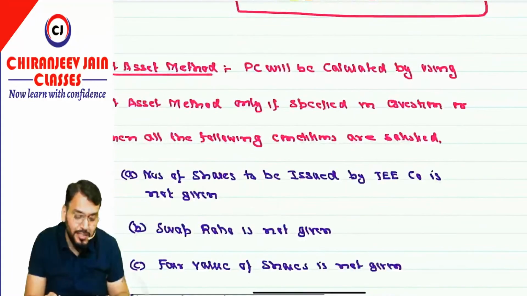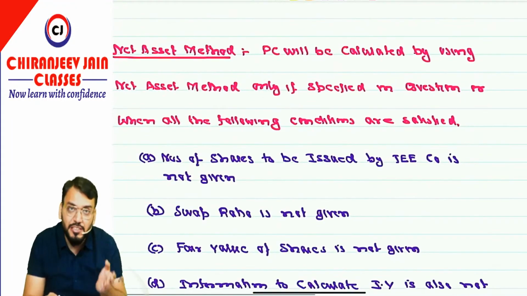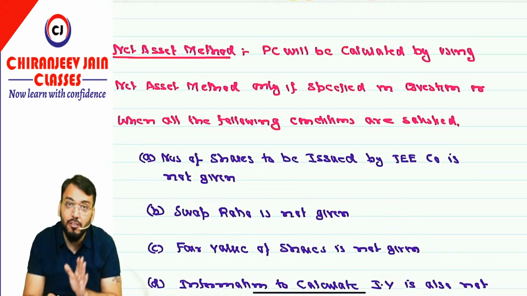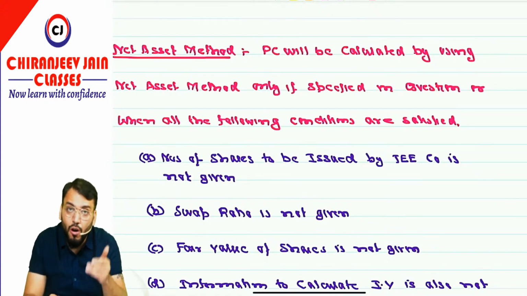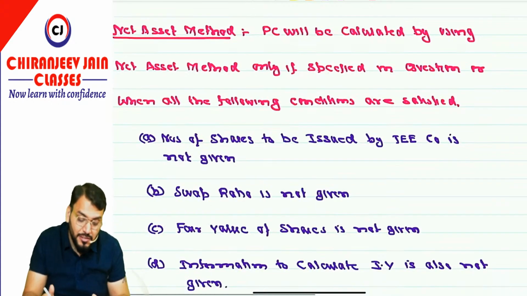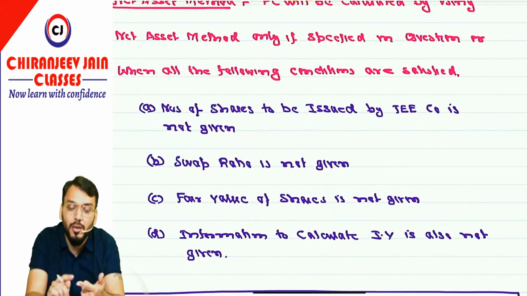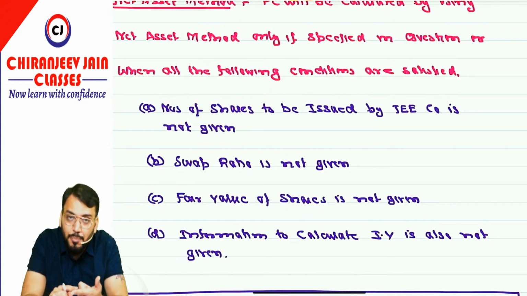Now coming to the net asset method. One thing we have understood is that PC will be calculated by the net asset method only when specified in the question, or when these are not given. What are not given? Number of shares to be issued is not given, swap ratio is not given, fair value of shares is not given, and the question has not demanded to calculate intrinsic value. It means we do not have any other option. We have only one option to calculate PC, that is the net asset method.